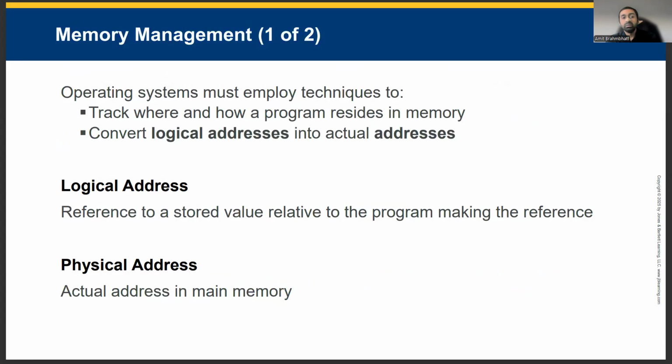Memory management. Here we try to understand how the operating system manages memory and translates addresses. Memory management includes tracking where programs are stored and how they are arranged. The OS must convert logical addresses generated by a running program into physical addresses which refer to actual locations in main memory. This conversion allows each program to operate as if it occupies a clean, continuous block of memory, even if it's scattered across physical RAM.